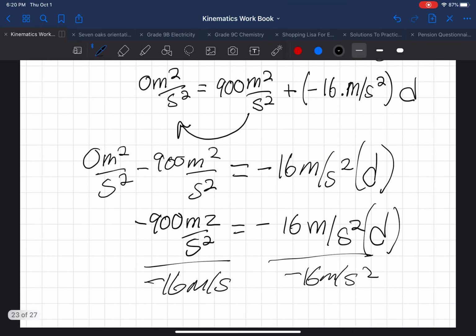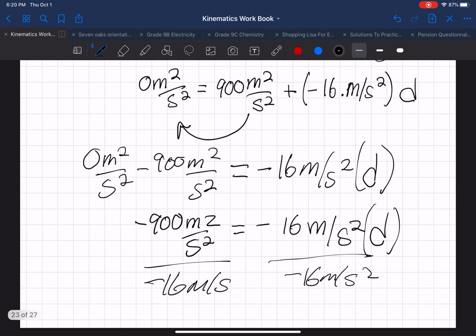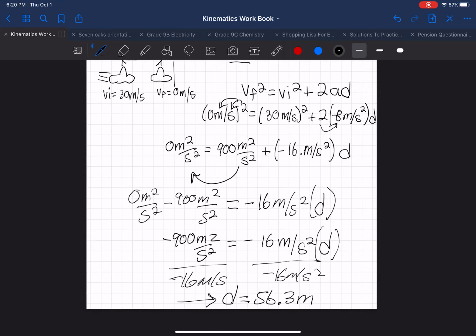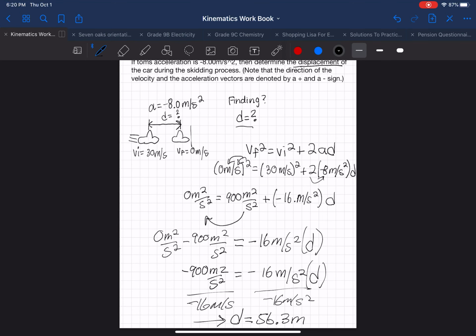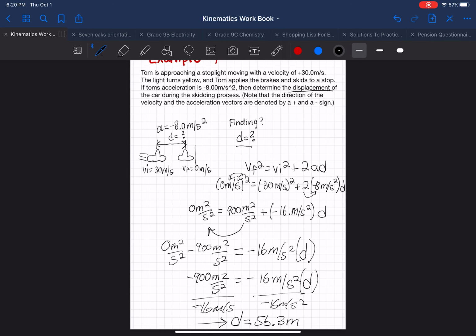Okay, and then your answer that you will get is 56.3 meters, after you divide it over and isolate for d, so that makes sense there. Let me know if you are still having trouble getting up to this point, but that's one of the examples. Now I'm going to explain one more example using that step-by-step procedure, okay?